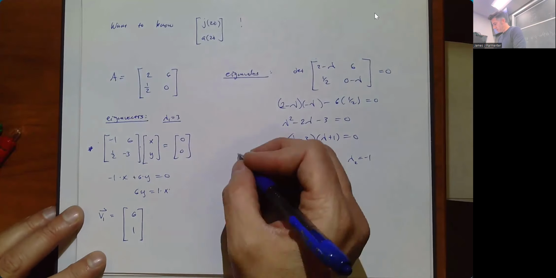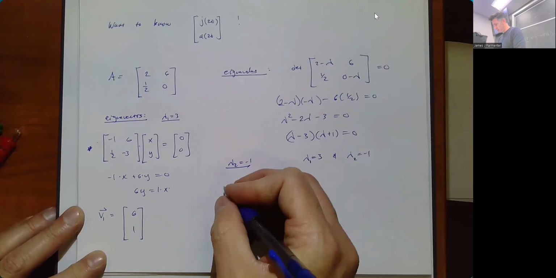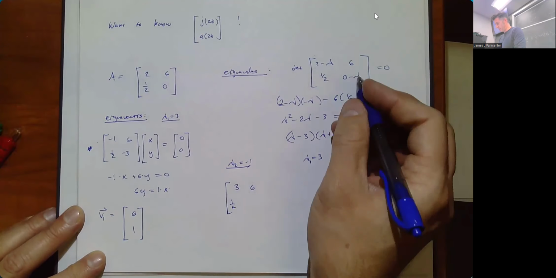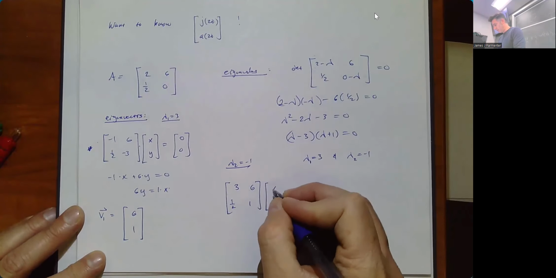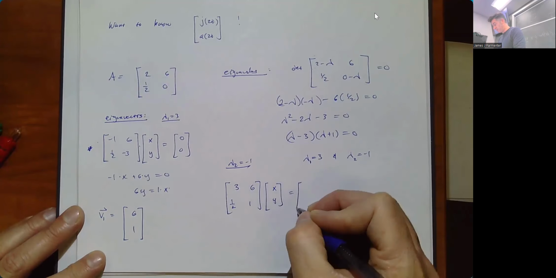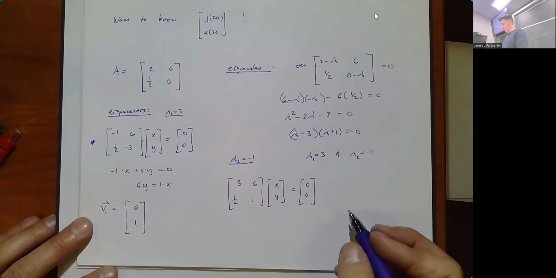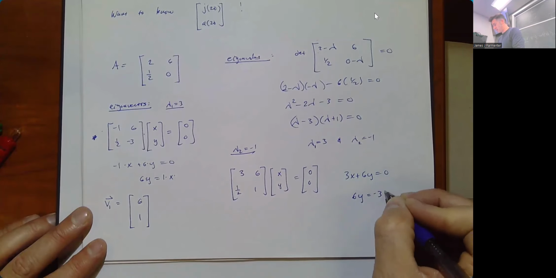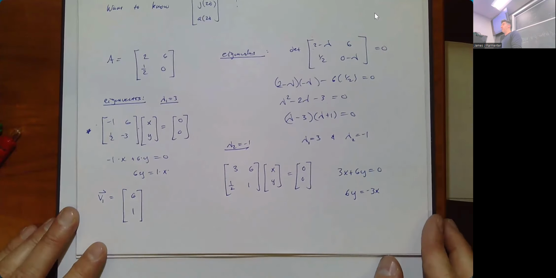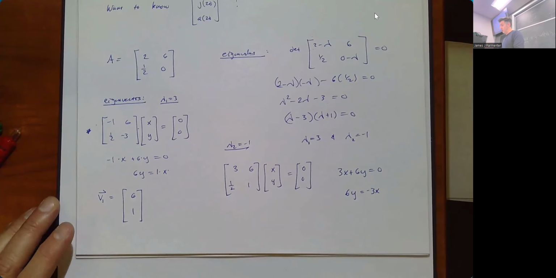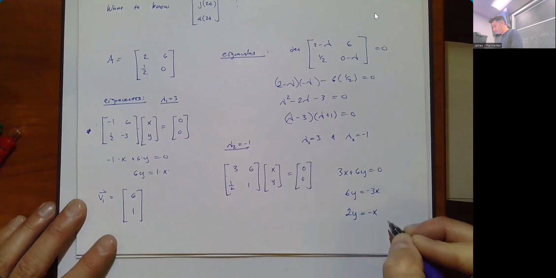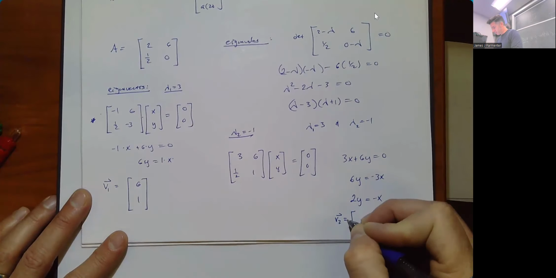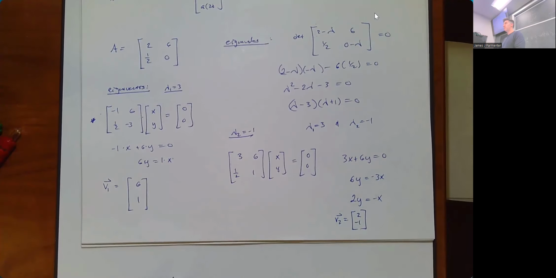All right, let's find the other one. Lambda 2 equal to -1. Plugging that in, we get 2 minus -1, 6, 1/2, and 0 minus -1. I'm always going to try to use the integers versus the fractions if I have a choice, because it's easier for me typically. So 3 times X plus 6 times Y equals 0. 6Y equals -3X. I would divide both sides by 3. I don't want to introduce fractions, but I do want smaller integers. So 2Y equals -X. So X is 2, Y is -1. Cool.